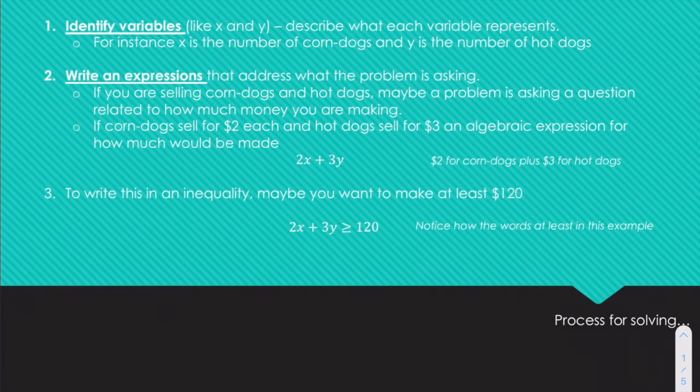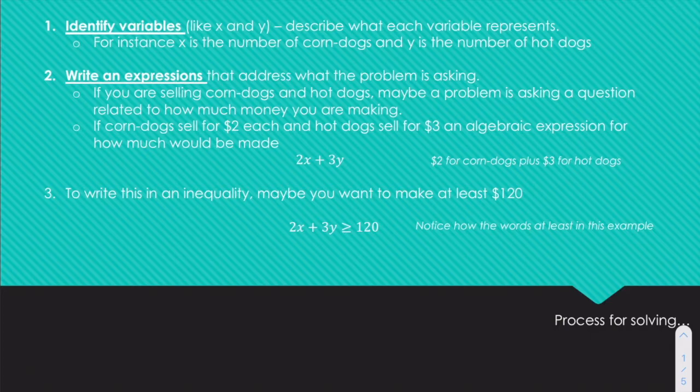The first thing you want to do is identify your variables, like x and y. But you don't have to use x and y. You could use p and q. You could use really any letter that you want. If you wanted to say D for dogs and C for cats, you could do that. In this instance right here, I'm going to give an illustration of you're selling corn dogs and hot dogs. So let's let x be the number of corn dogs and y be the number of hot dogs.